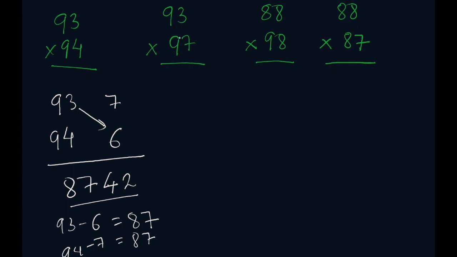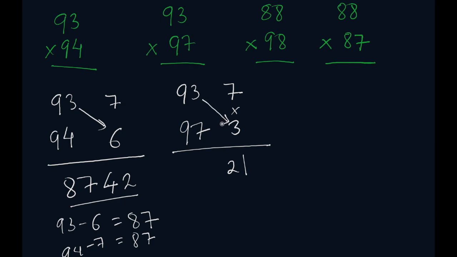Now we need to do 93 cross 97. So we write 93 here, 97 here. 100 minus 93 is nothing but 7. 100 minus 97 is 3. So 7 times 3, we multiply these two numbers, it becomes 21. Now we subtract 93 minus 3, this will give us 90. 97 minus 7 will give us again 90. So it is 9021. So this is our answer.